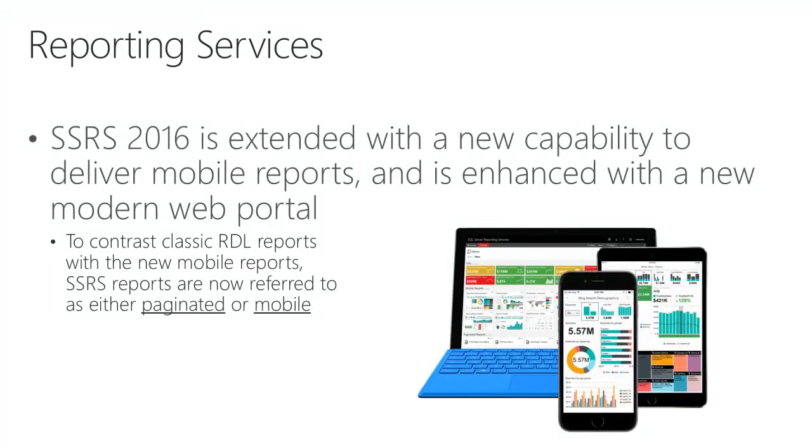SQL Server 2016 Reporting Services is extended with a new capability to deliver mobile reports and is enhanced with a new modern web portal. To contrast the classic RDL reports, or the Report Definition Language reports, with the new mobile reports, we now refer to Reporting Services reports as either paginated or mobile reports.